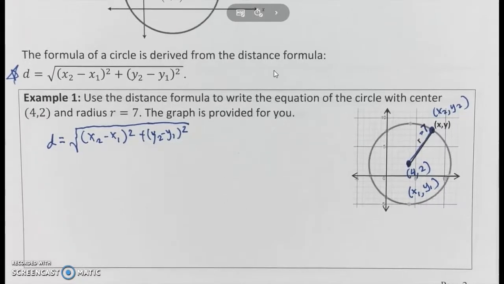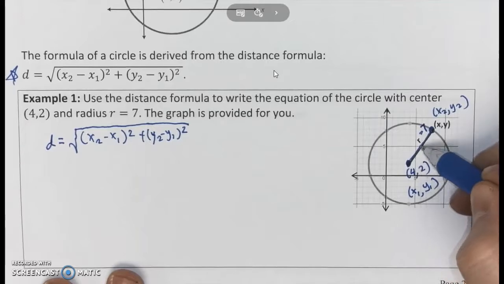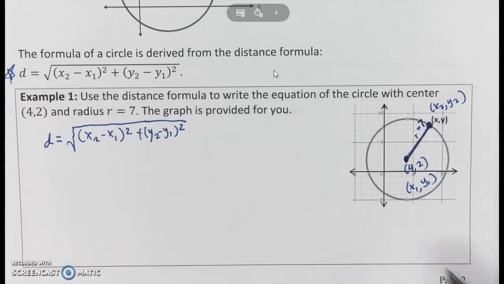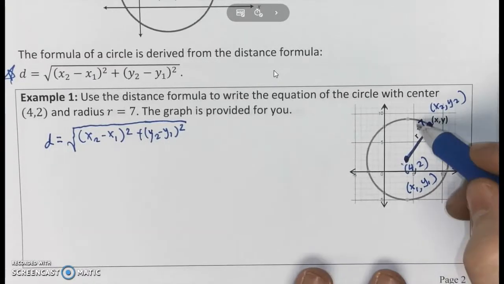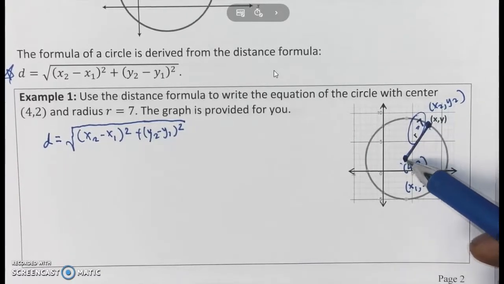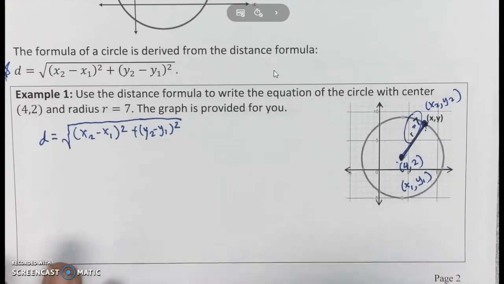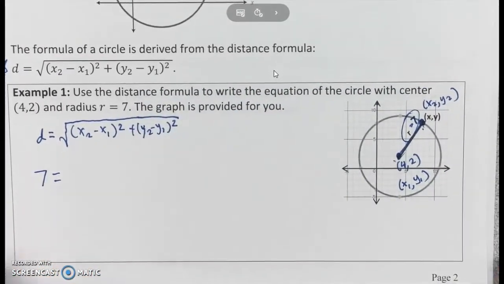So we're trying to find the distance from the point 4, 2 to the point x, y. So from the center to the point on the circle, which is the point x, y. So rather than writing d, we could write 7, because we know the distance from the point 4, 2 to the point x, y has to be 7. So in a sense, your distance is really the radius, or r.